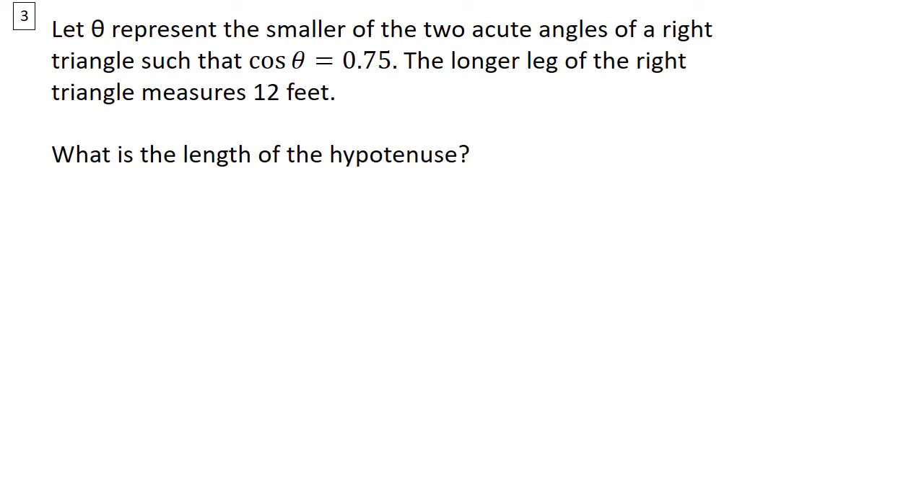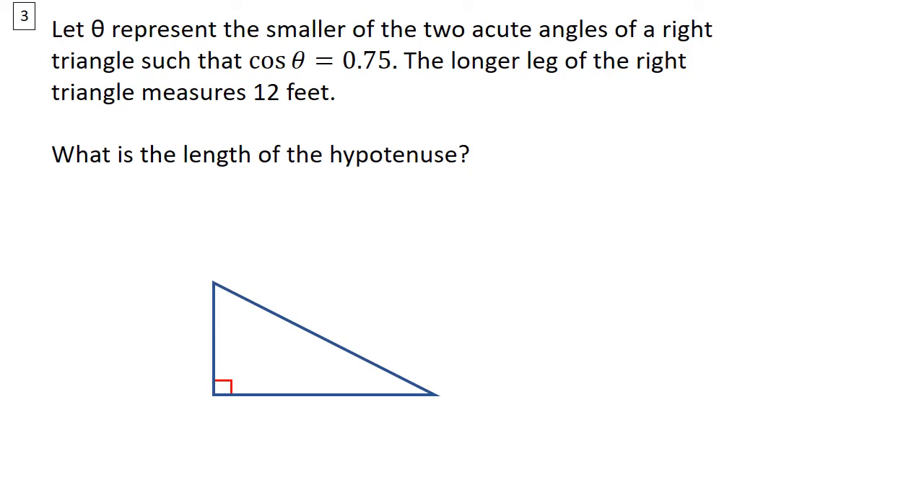So I don't have a picture here. I need a picture. Let's get a picture. Draw a triangle. Any right triangle will do. It does say it has a longer leg, so make sure you got one short leg, one long leg, and then of course hypotenuse is the longest of all.